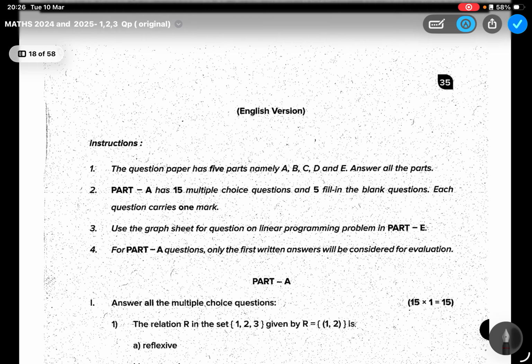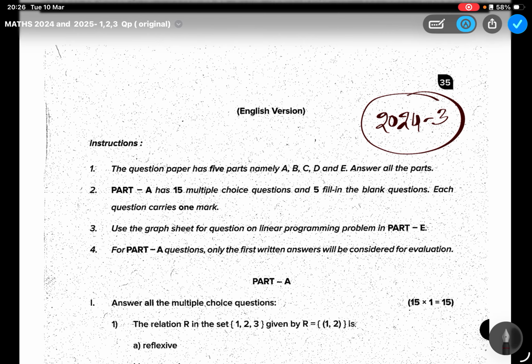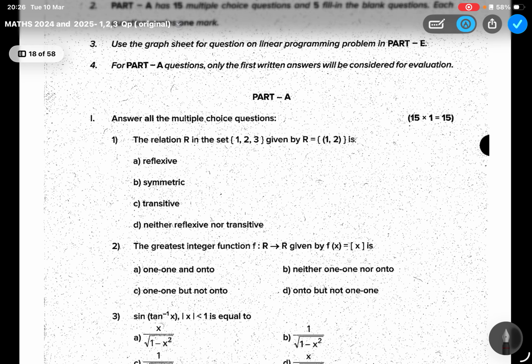So now, 2024, the third question paper. 2024 third question paper. 1 2 3 1 2. There is no pairing element. 1 2 3 is there.